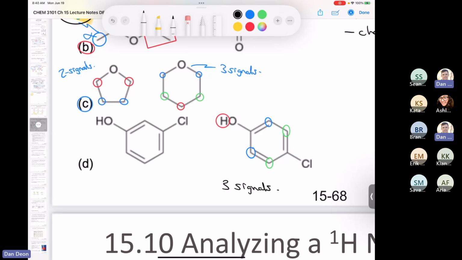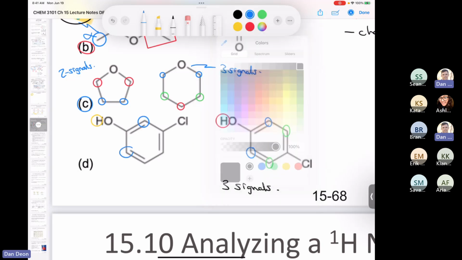How many signals would I get for the compound on the left? Could anybody just tell me flat out for this compound here? How many total signals? Yep, Ariana, I love it. Ariana said this many, and she said, wait, it's this many, and you're right. It's 5, isn't it? Yep, you're perfect. So you get 1, 2, 3, 4, and then 5. Beautiful. Thanks, Ariana. So we get a total of 5 signals for this.